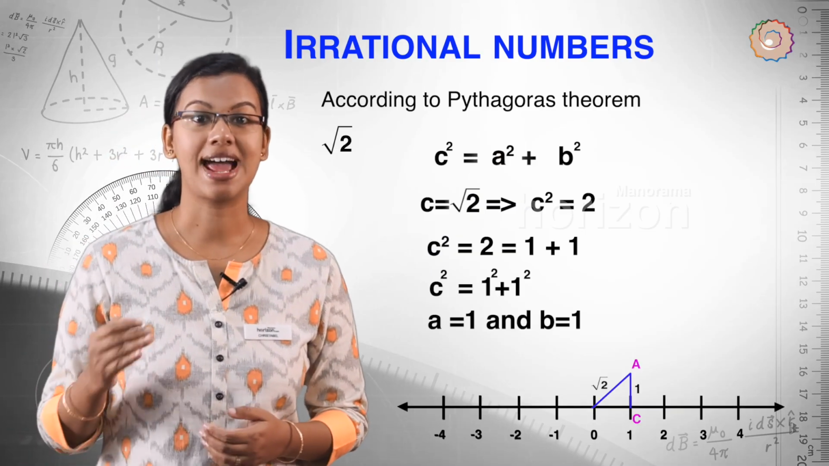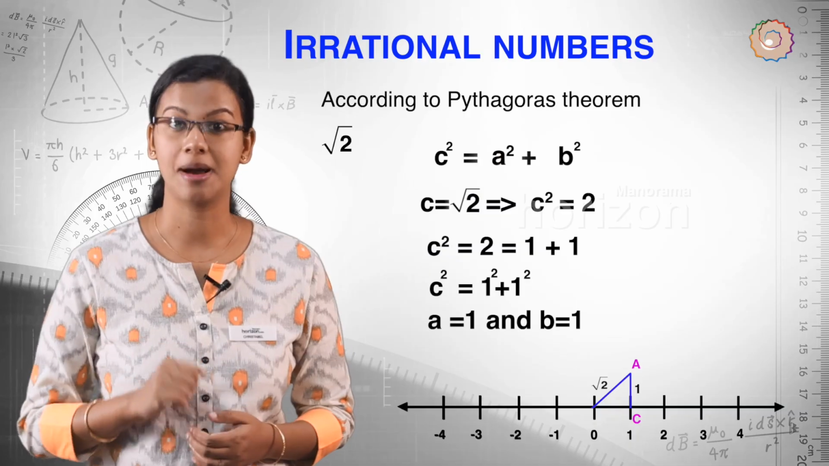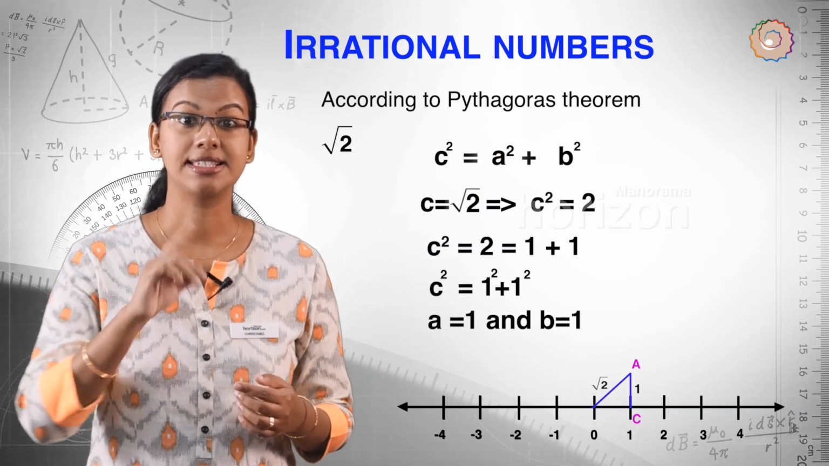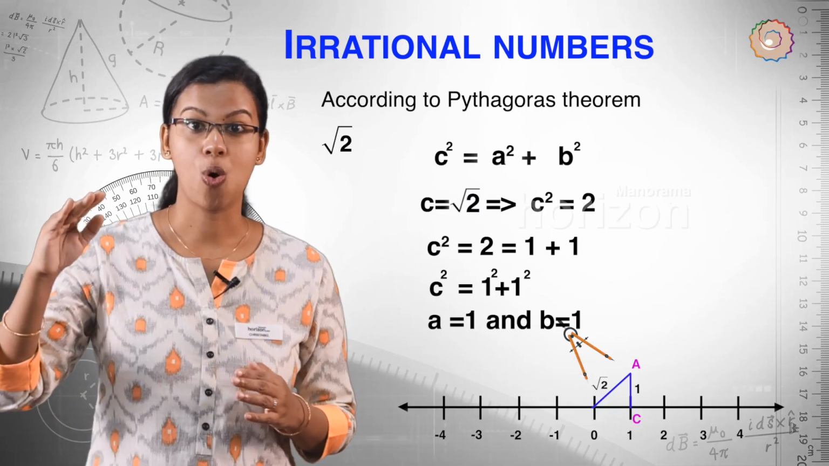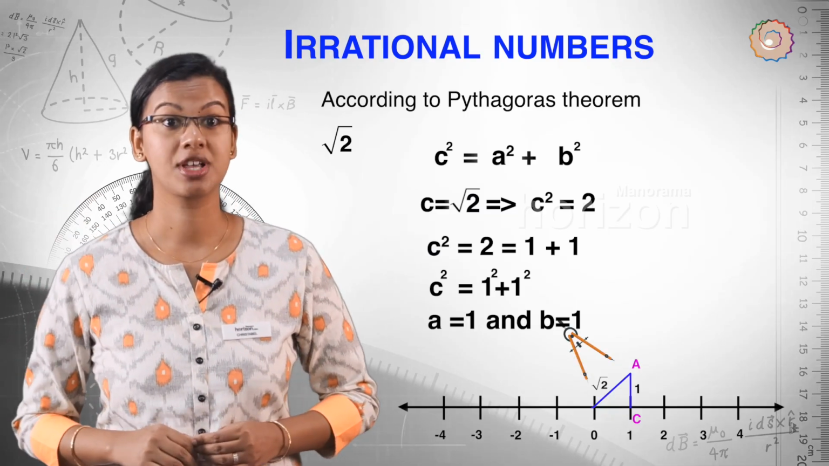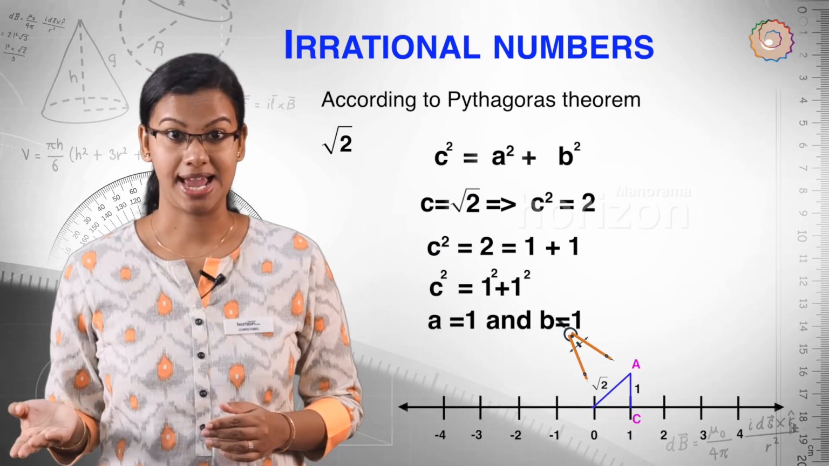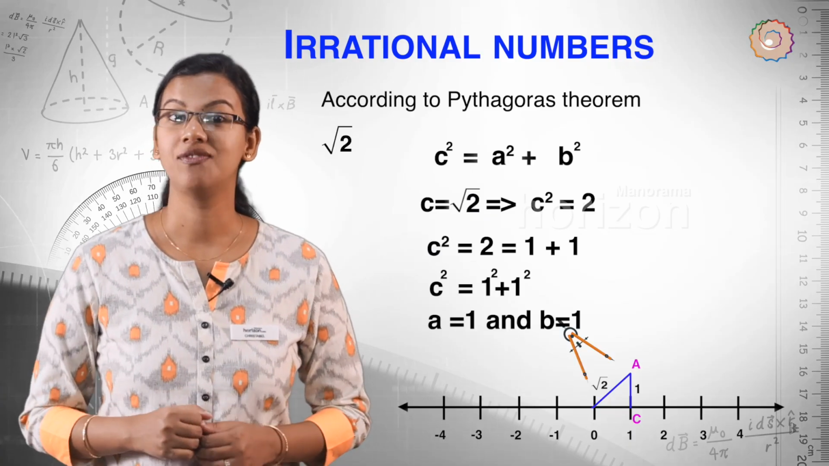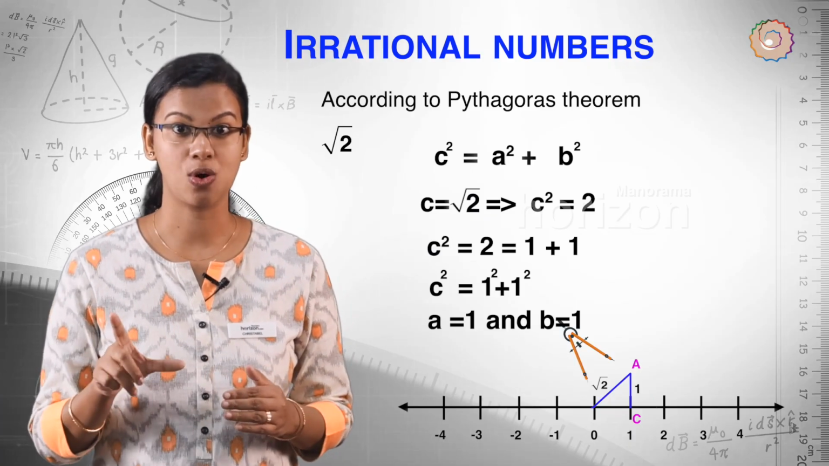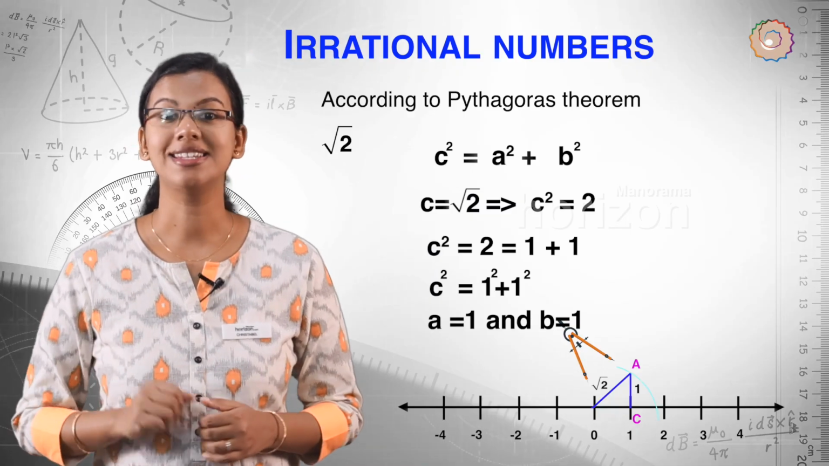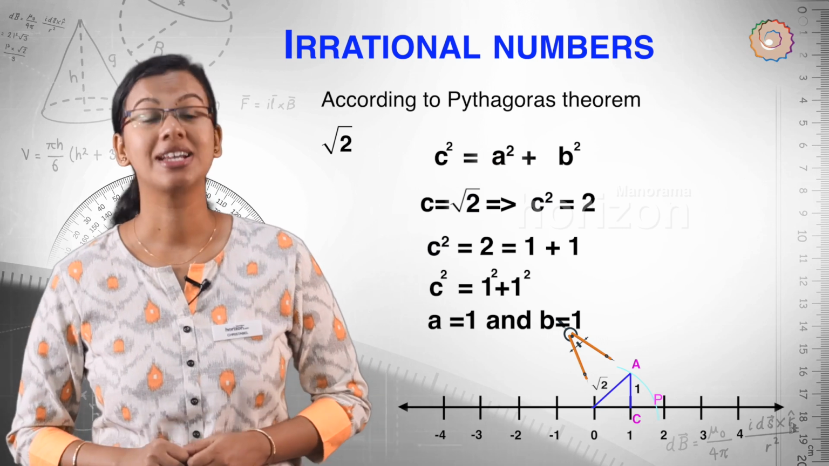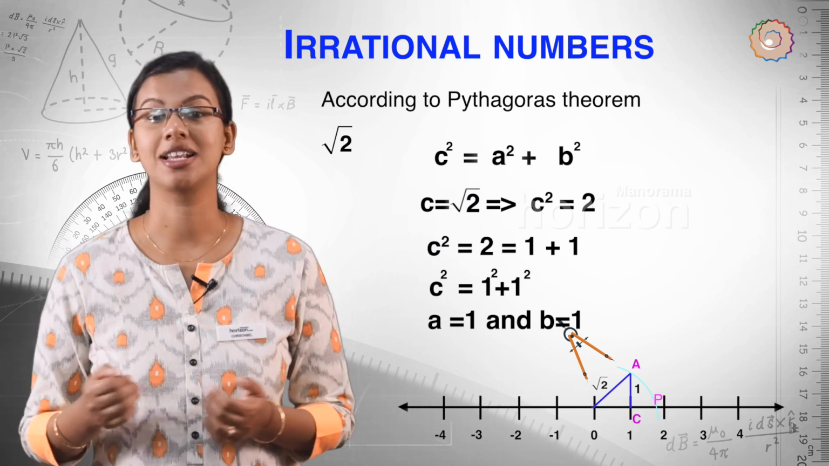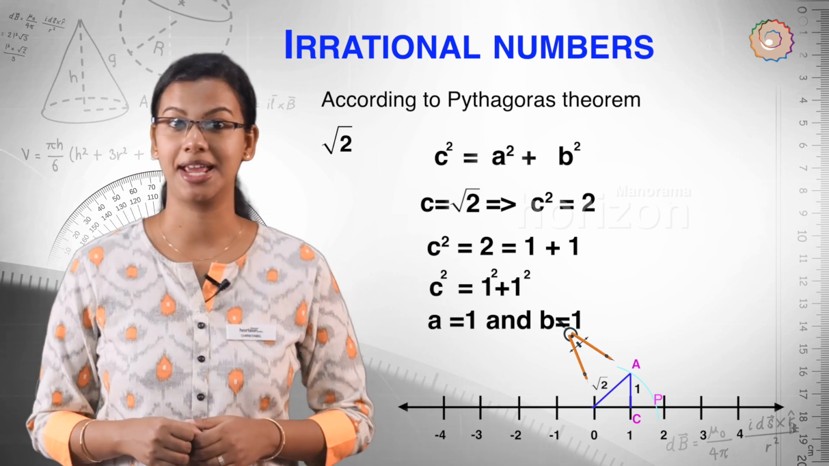Now, draw the right angled triangle on the number line with the base starting from 0 towards the right. The length OA will be root 2. To locate it on the number line, using a compass with center O and radius OA, draw an arc intersecting the number line at point P. Thus, point P corresponds to root 2 on the number line.